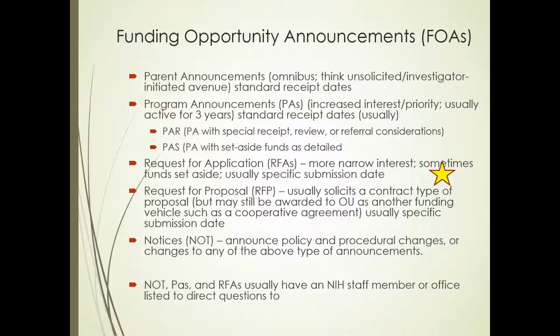The request for application is usually a narrowed interest. Sometimes the funds are set aside for them, sometimes they're not. They usually will have a specific submission date outside of the routine ones. So for example, the routine deadlines in June are the 5th and the 16th. So you might have a special RFA come out that says the date for this one is June the 21st. So you want to be sure and look at your deadline dates if you're looking at applying for an RFA.